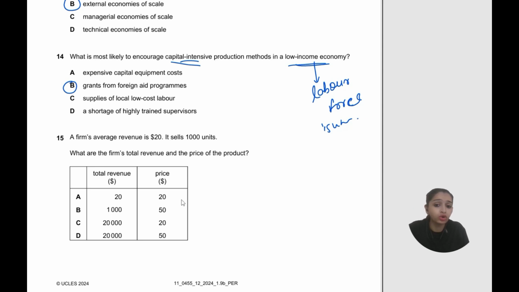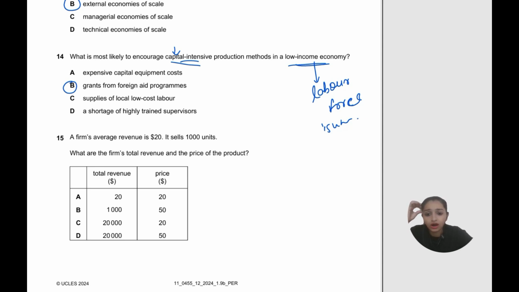Supplies of local low cost labor. Now, this will not encourage them, if there is already low cost labor available, it is not going to encourage them to use a capital intensive method of production. So, C is not an answer. A shortage of highly trained supervisors again will not encourage them to invest in capital intensive methods because they don't have people to run the machineries in the factories, etc. So, the only factor that can encourage them to do something like this is grants from foreign aid. So, B becomes the answer.